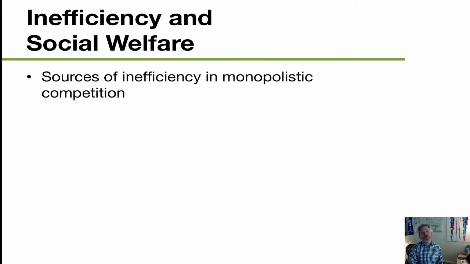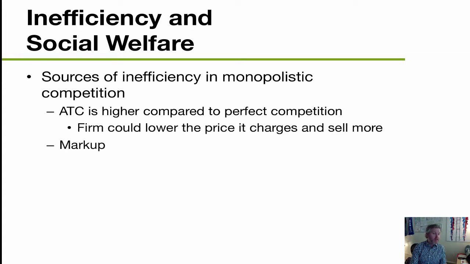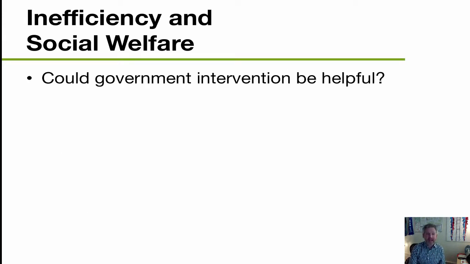So what are some of the sources of inefficiency in monopolistic competition? Well, average total cost is higher than it would be in perfect competition. There's a markup that the firm gets to charge. The firm could lower the price it charges and sell more if it wanted to. Price is greater than marginal cost. That's what the markup is, after all. And if the firm tried to set price at marginal cost, the level of output sold would be where average total cost is greater than price, and the firm would be losing if they set price equal to marginal cost.